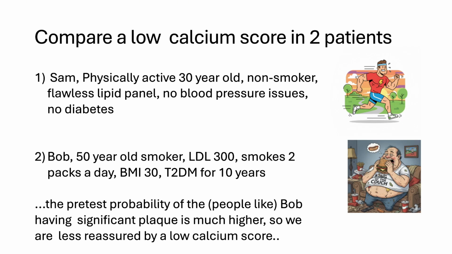Patient 1 is Sam, a physically active 30-year-old. He doesn't smoke, he has a perfect lipid panel, no blood pressure problems, no diabetes. The other patient is Bob. He's a 50-year-old smoker. His LDL is through the roof. He smokes 2 packs of cigarettes a day. He has a significantly raised BMI, and he's had type 2 diabetes for 10 years. The chance of people like Bob, even before we've done any testing, of having significant plaque and atherosclerosis is much higher, and this makes a low calcium score less reassuring.